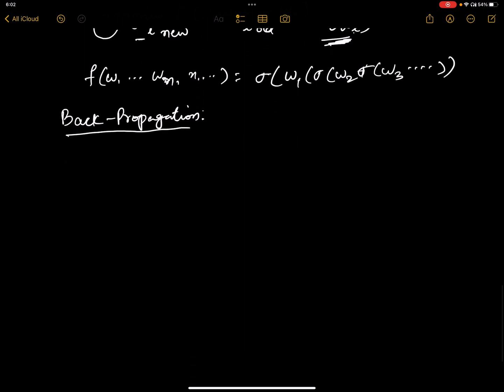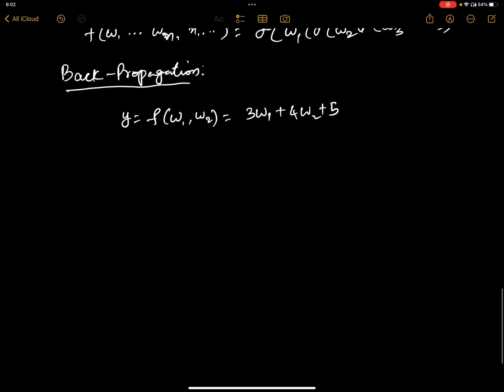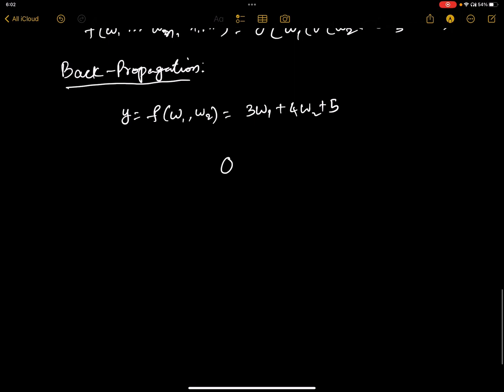The whole idea of back propagation is, let us say we have a function y equal to f of w1 and w2, let's say 3w1 and 4w2 plus 5. We take any function, whether simple or complex, and create a computation graph for it. The computation graph looks something like this.